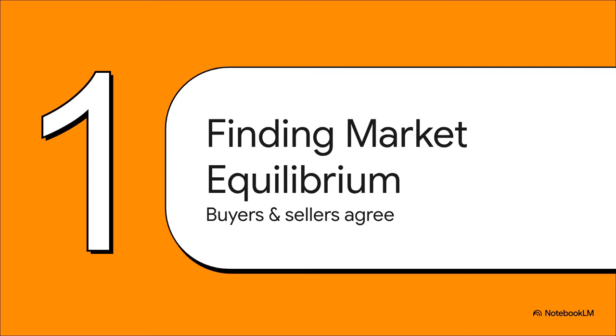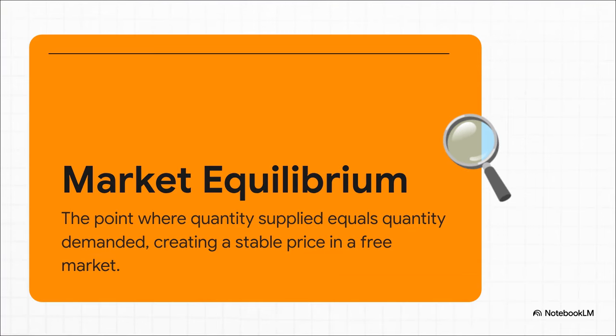And it all boils down to this one core idea: market equilibrium. You can kind of think of equilibrium as the market's happy place, or its sweet spot. It's that magic price where producers are willing to sell the exact same amount that consumers are willing to buy. It's the natural resting point for everything. And the best way to see this is with a simple graph.